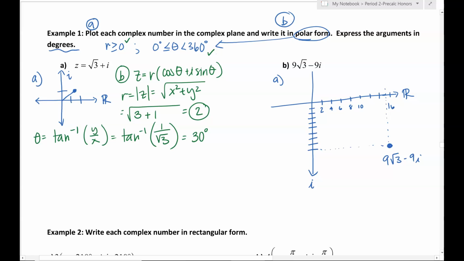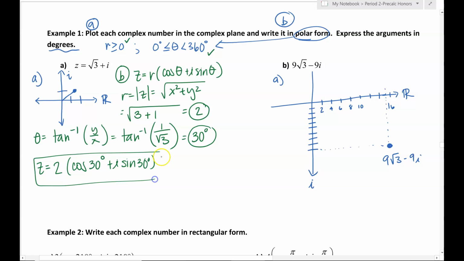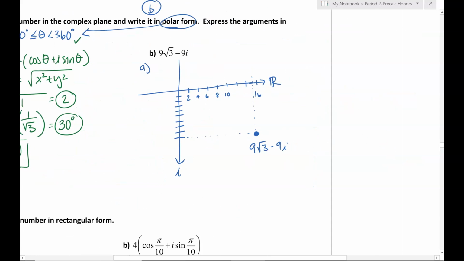Well, check, right? Positive angle, positive radius. We're going to use those to put our z equation together. So z equals radius is 2, cosine of 30 degrees plus i sine of 30 degrees, and box that up. Not too bad, right? Okay, let's do this again over here.